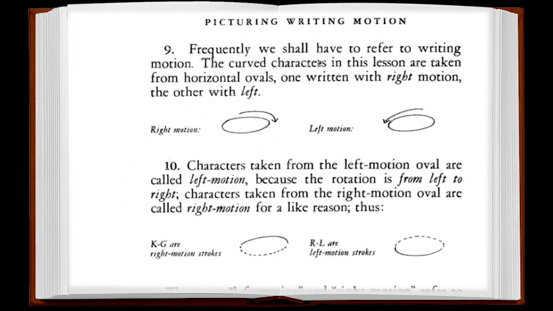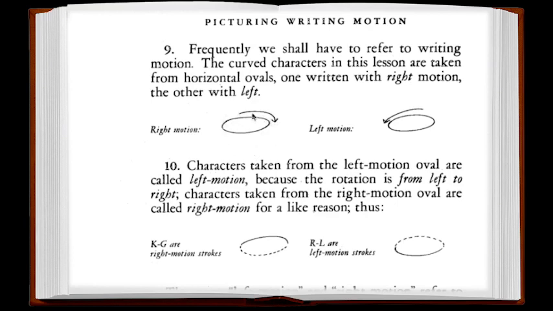Picturing writing motion. Frequently, we shall have to refer to writing motion. The curved characters in this lesson are taken from horizontal ovals, one written with a right motion and the other a left motion. So this here is the right motion, also clockwise. The letters K and G in shorthand are written the top half of this oval, which is a right motion.